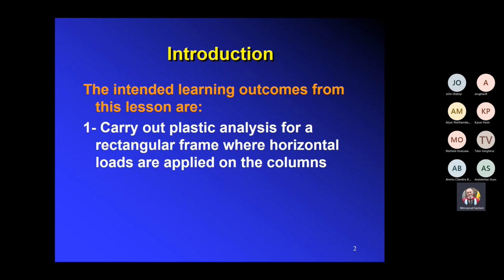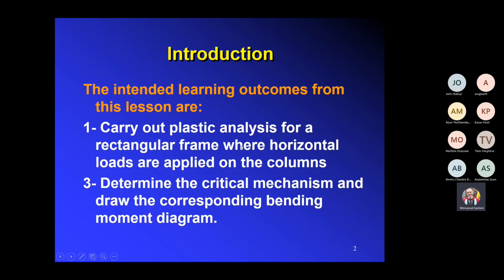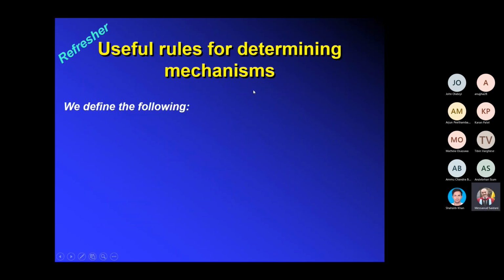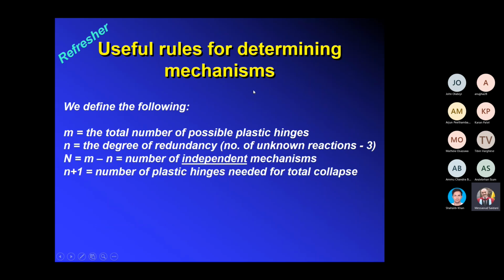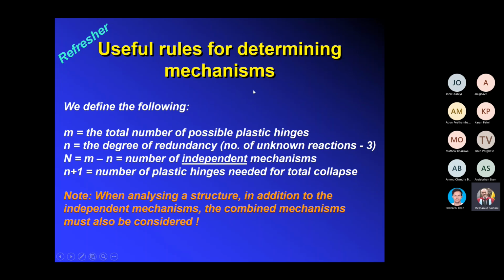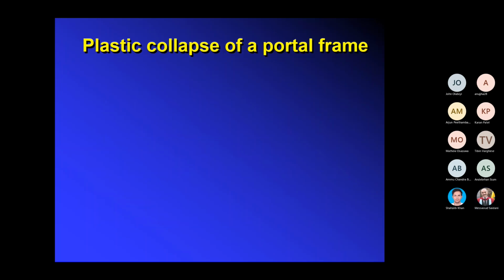The plan for today, or the learning outcomes, will be, first of all, to carry out the analysis for a rectangular frame that has loading applied onto the columns. So we have some horizontal loading applied to the columns. Then we're going to determine the critical mechanisms for that frame, and then draw the bending moment diagram for it. The rules are the same, so there is nothing new here. This is exactly what we have been using in the past.